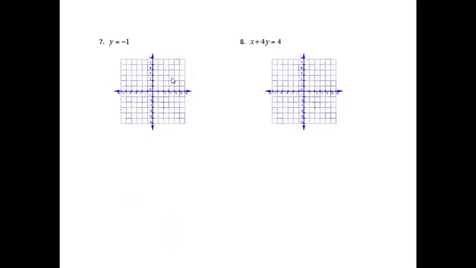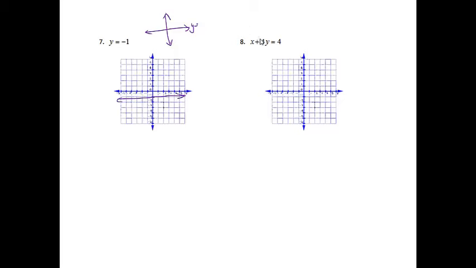All right, number 7, y equals -1. If the y-axis goes straight up and down, then a y equals line is going to go across. So we're just going to go across to y equals -1. Here's y equals -1. And we're just going to draw a horizontal line.